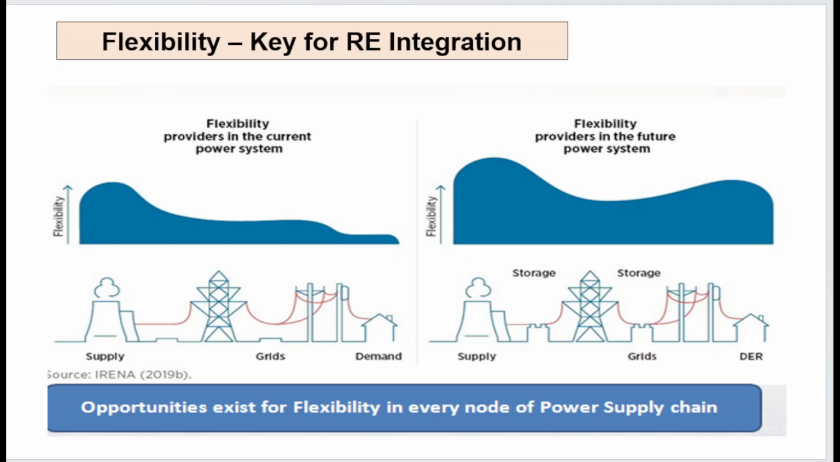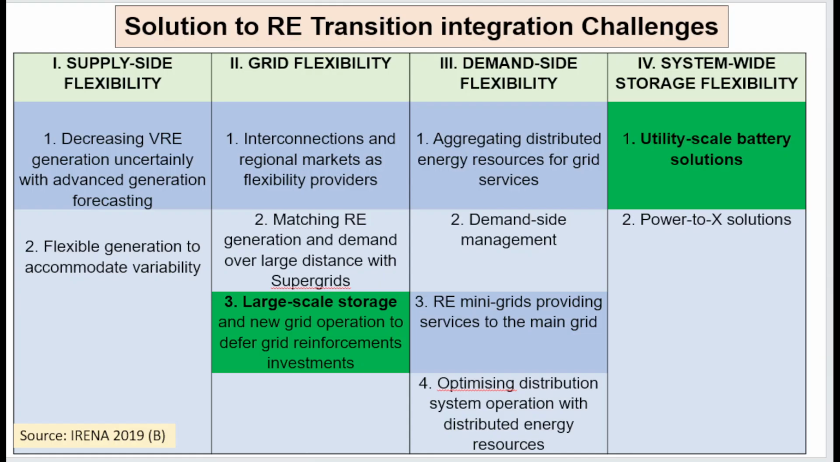Now, flexibility at the transmission side or at the grid side is also required, and that means the amount of energy which is flowing through the grid, we should be able to control. Similarly, it should also be controlled at the demand side. So this left side shows that at present we have flexibility at the supply side. In future we want flexibility at the supply side as well as at the grid side as well as at the distribution side. So what are the ways through which this can be achieved?